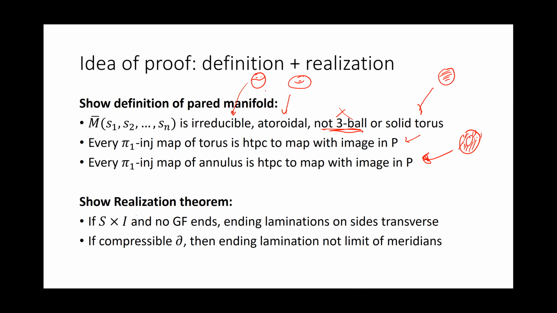And for the realization theorem, we need to show that in this special case of a product manifold, your ending lamination isn't a limit of annuli, so we get annuli again. And in this case, for the compressible disk, you need to show that your ending lamination is not a limit of disks. So really, we're just looking at these same surfaces.